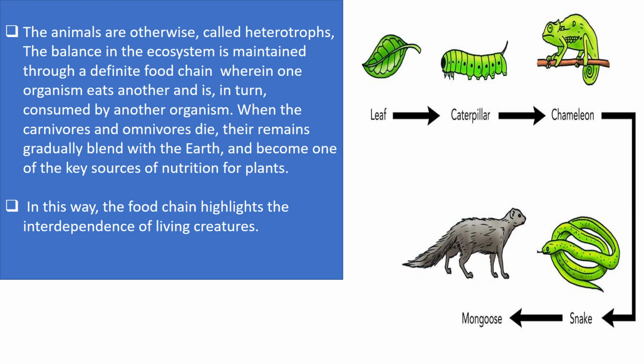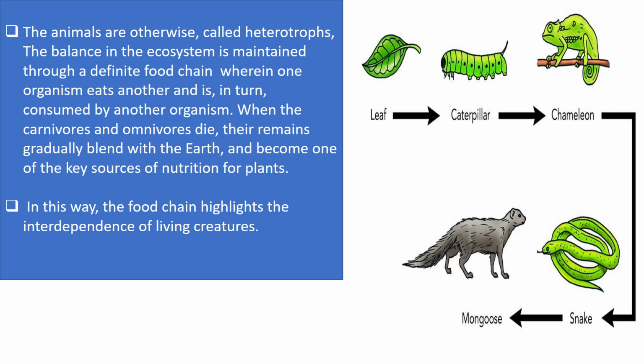The animals are otherwise called heterotrophs. So, autotrophs means produce food, heterotrophs means consume food. The balance in the ecosystem is maintained through the defined food chain, wherein one organism eats another and is in turn consumed by another organism.